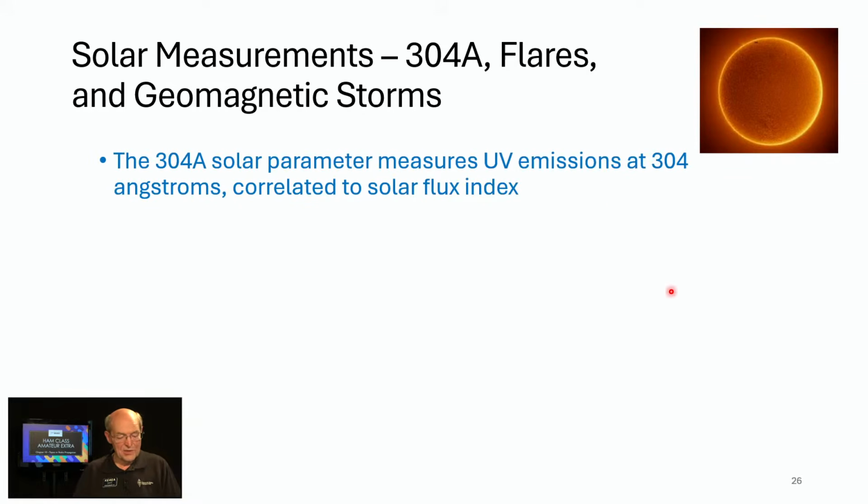Another parameter is 304A. The 304A solar parameter measures ultraviolet emissions at 304 angstroms correlated to the solar flux index. And 304 angstroms is actually a wavelength of light. It happens to fall into the extreme ultraviolet range. So you can tell a little bit what's going on with that ionizing radiation by looking at the 304A parameter. And I wanted to share that because there's a poll question.